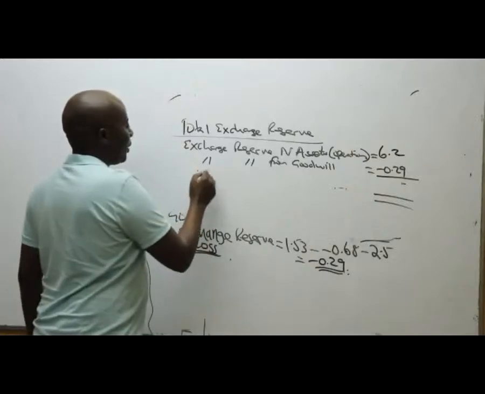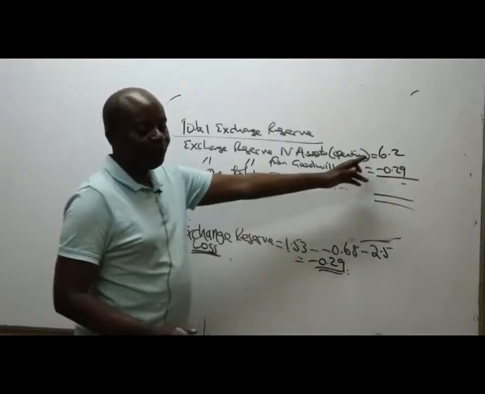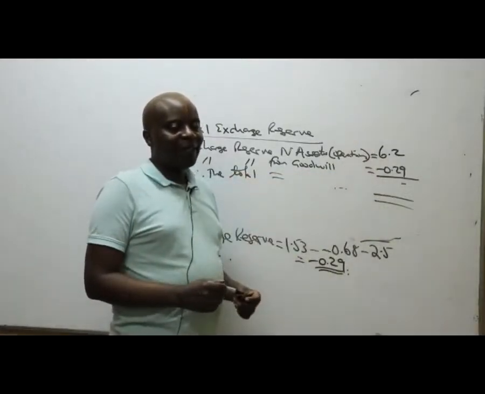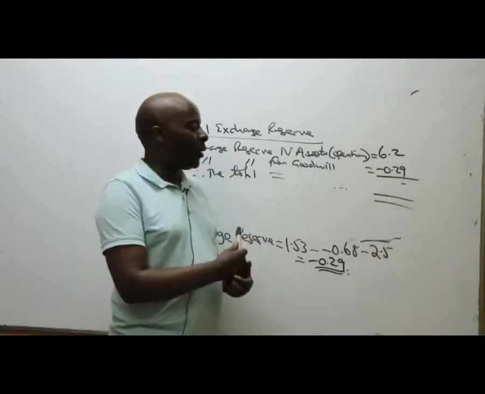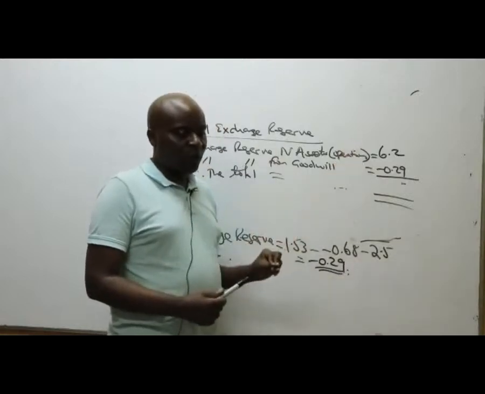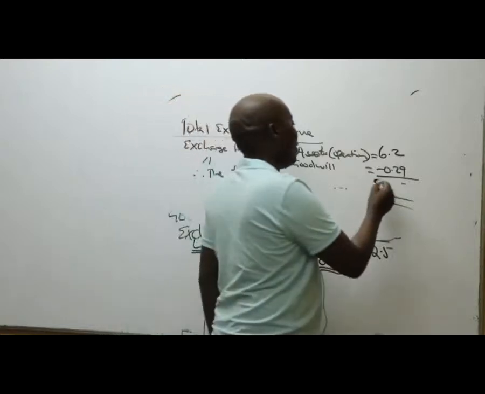Therefore, the total will be equal to what? Please give me a figure to write here. 6.2 plus minus 0.29. I'm combining the two. You must speak to me very fast. So we have here 5.91.